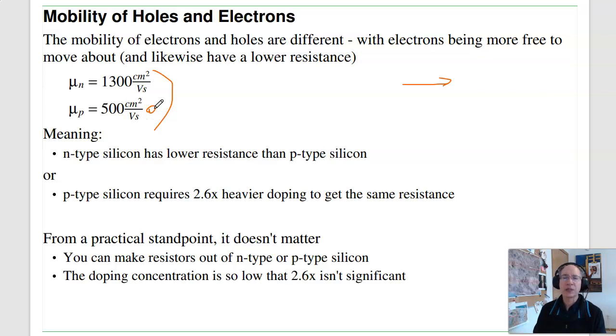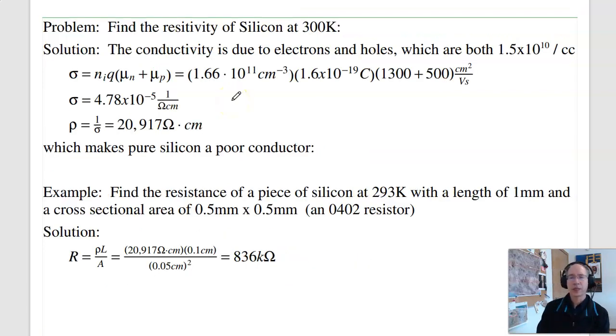That really doesn't have a huge impact. When we get to doping, that just means I have to dope p-type silicon 2.6 times more than n-type silicon. That's not a big deal. From a practical standpoint, what that means is I actually have two types of charge carriers, electrons and holes. That's important. So let's calculate the resistance of a piece of silicon at 300 degrees Kelvin.